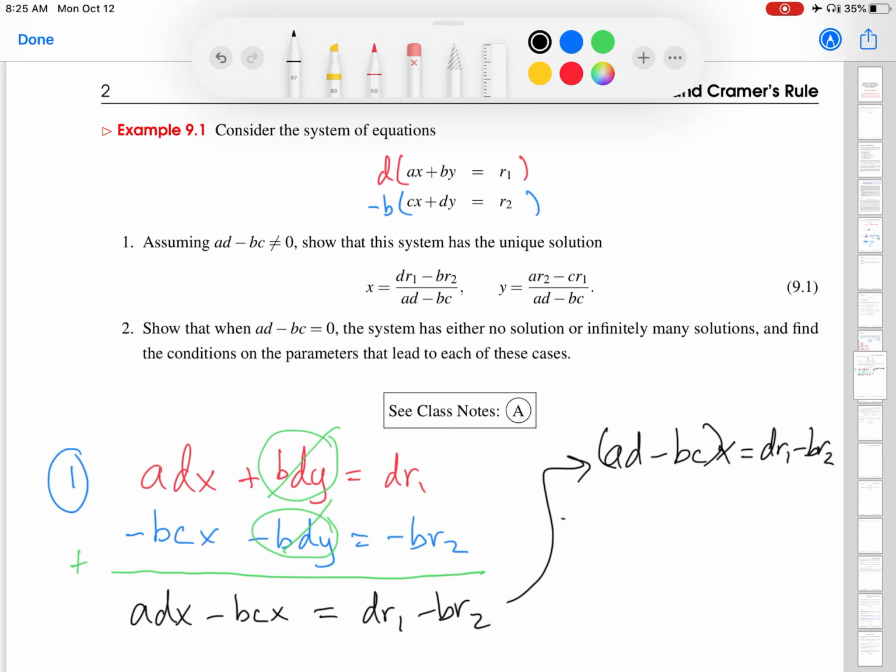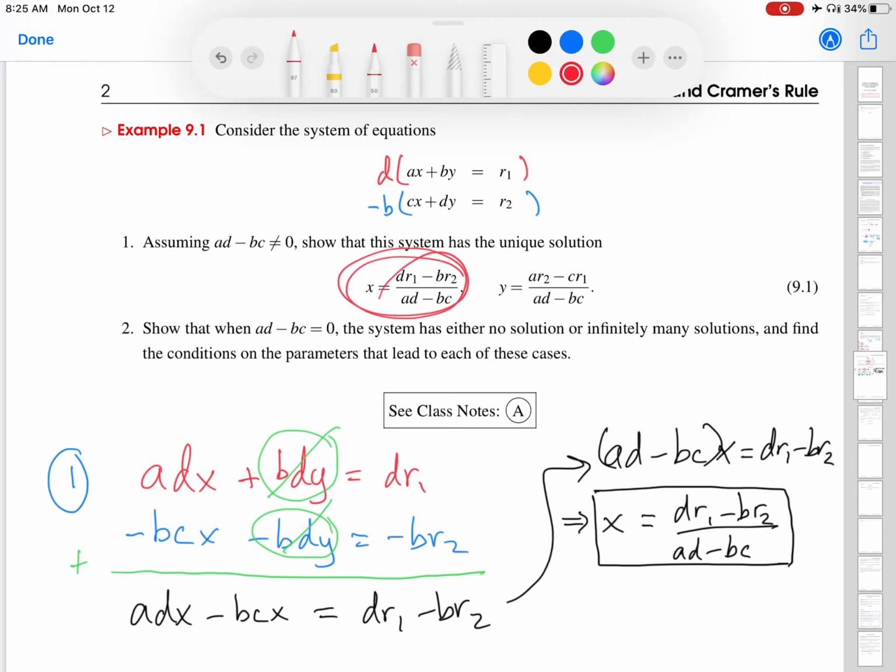Great. And then I can divide by AD minus BC. Again, I'm assuming that AD minus BC is non-zero, and that's why I can divide by it. All right, so I'll come back here in a minute after we have found the y and make some comments about that. But you can see that this thing that I've boxed matches what we got over here: dr1 minus br2, the numerator, divided by AD minus BC. So we have found the x value, again, assuming that AD minus BC was non-zero, because I had to divide by it.